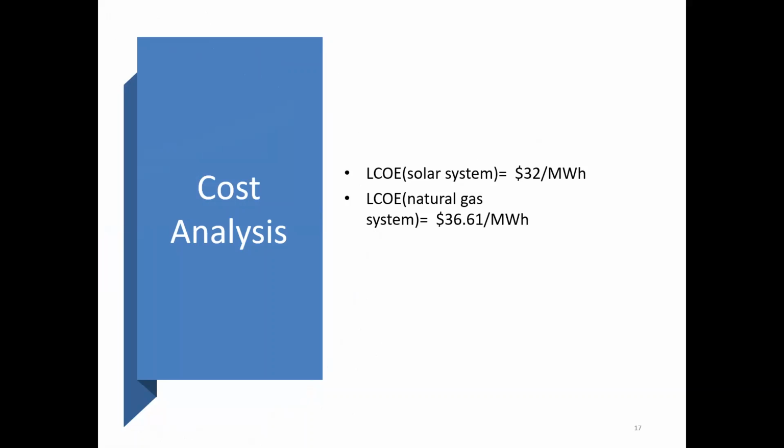LCOE stands for levelized cost of energy. For the solar system, based on our calculation, we have gotten $32 per megawatt hour. For natural gas, it's around $36.61 per megawatt hour. This value is obtained from the EIA data. EIA stands for Energy Information Agency.